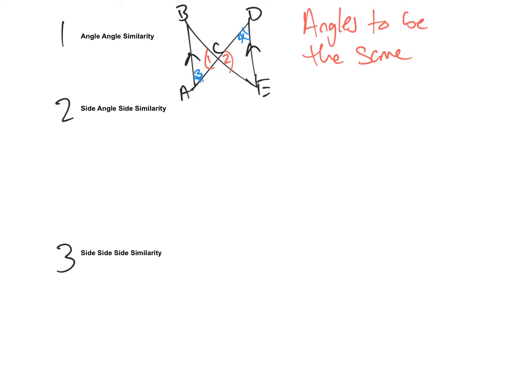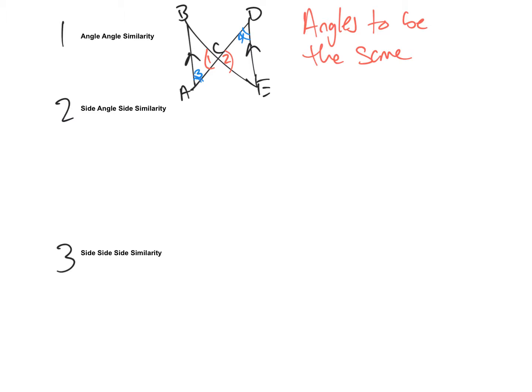Some might say, well, obviously B and E are also congruent. They are, but I don't necessarily need that. I could have done that second, but I don't need to. And since anytime I have two angles that are congruent, I have similar triangles, I can stop right there.